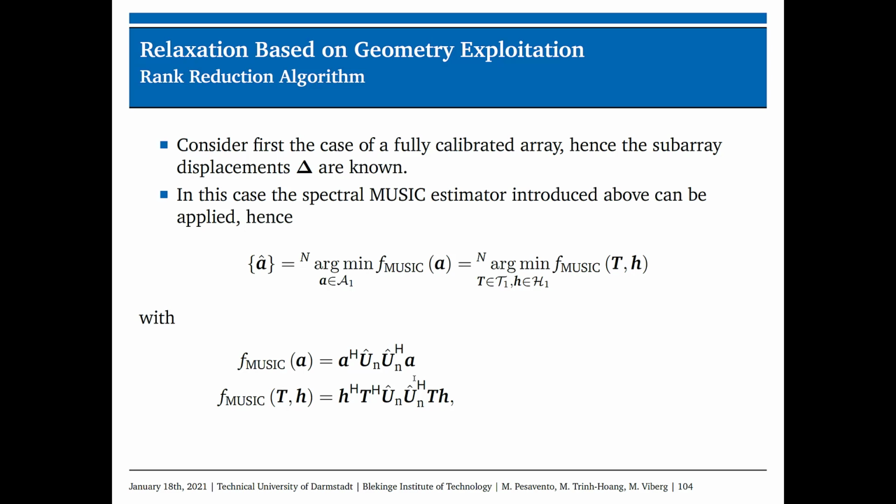Inserting the convenient factorization of our steering matrix and replacing the steering vector A by T times H yields the following equivalent representation of the MUSIC function. This function we minimize with respect to H and T and find the n deepest minima, with H and T belonging to the manifolds calligraphic H1 and calligraphic T1 respectively.